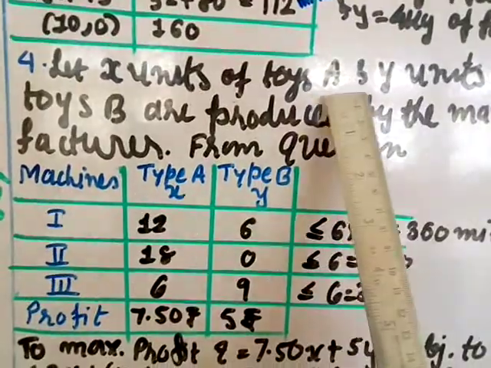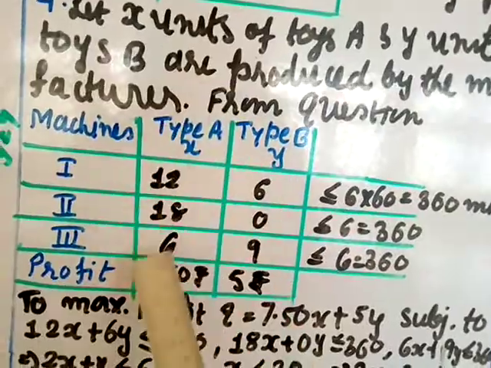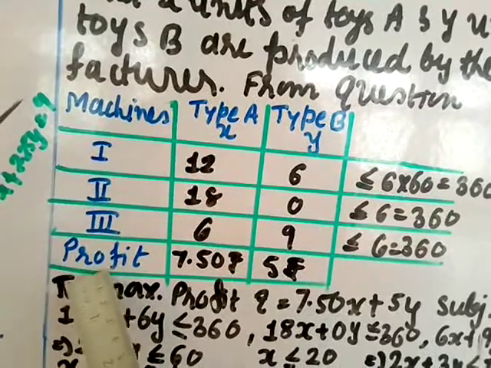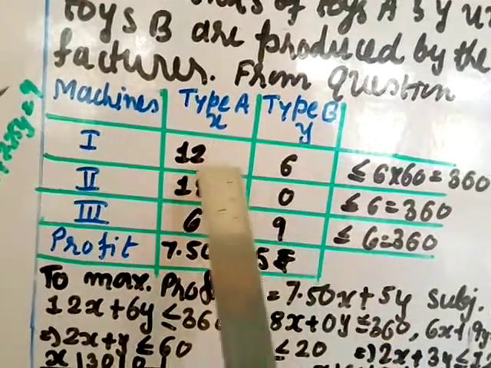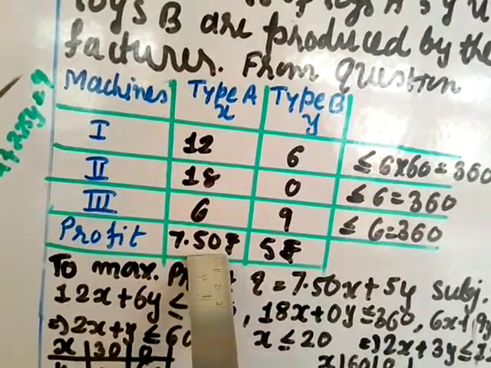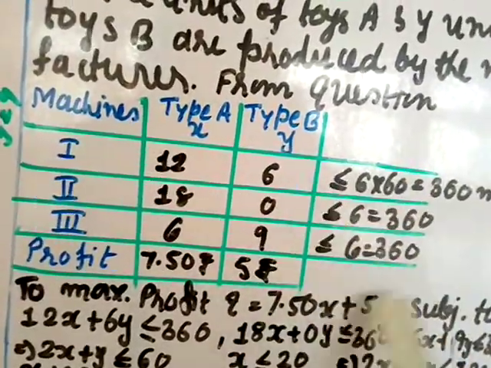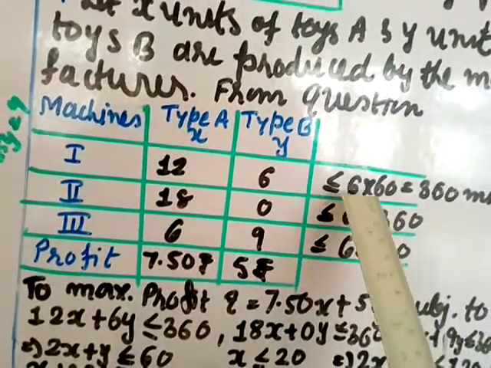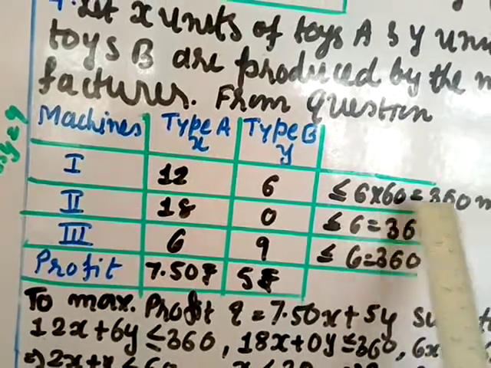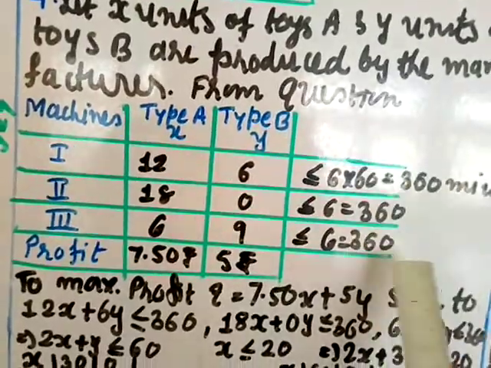Let x units of toys A and y units of toys B are produced by the manufacturer from the given question. So this is given. I have just written from the textbook, from the question. So machines 1, 2 and 3 and profit is given. Type A I have taken as x, type B is taken as y. 12, 6, 18, 0, 6, 9. This is given, and the profit for A is given to you 7.50 rupees and for B is given to you 5 rupees. And each requires 6 hours. The maximum capacity for the manufacturer is 6 hours of working for these 3 machines. 6 hours I am converting to minutes, so 6 into 60 gives you 360 minutes. So all these will give you 360 minutes.